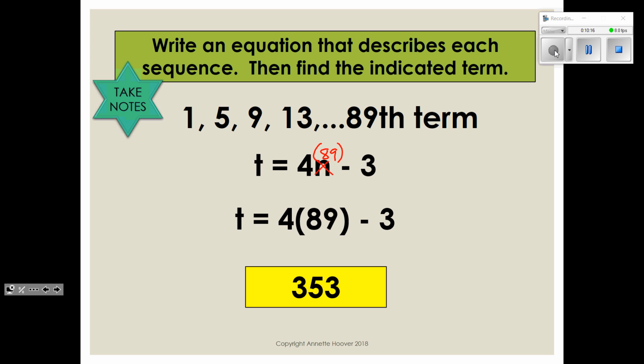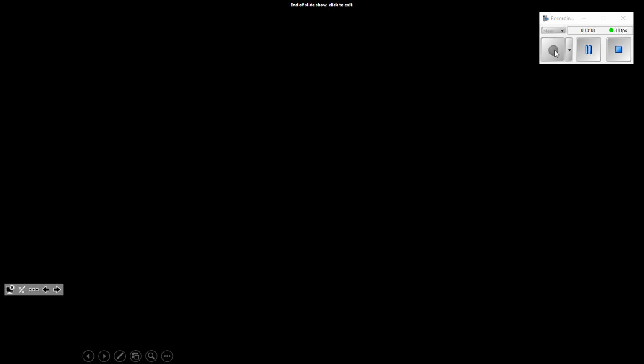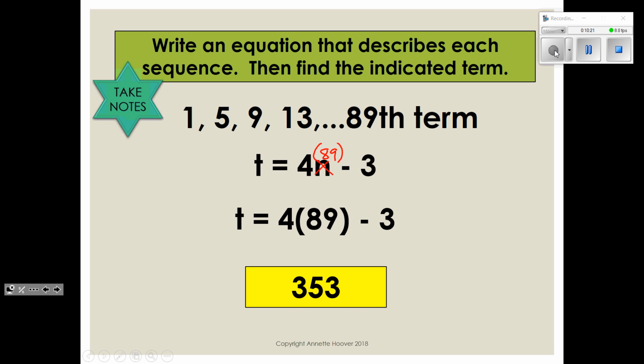Two questions. What am I counting by? And did I start counting on that number? I hope this helps you with arithmetic sequences.